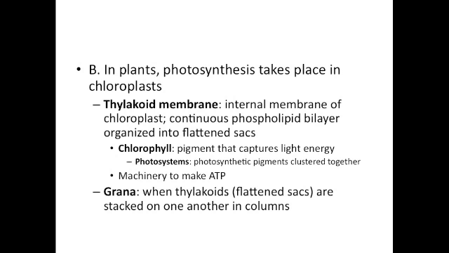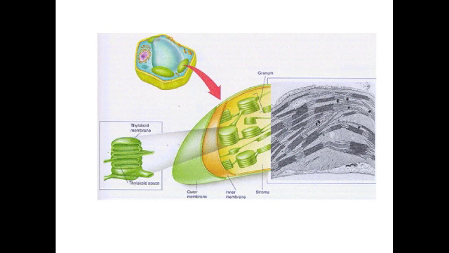Now, when you get a bunch of thylakoids stacked on top of each other in columns, then you produce something called grana. So in this diagram here, you can see that we have a plant cell, and then we're going to zoom in on the chloroplast, and then notice the stacked sacs. So we have a bunch of thylakoids producing a grana. And so you can see the thylakoid membrane, the thylakoid space, and some keywords here.